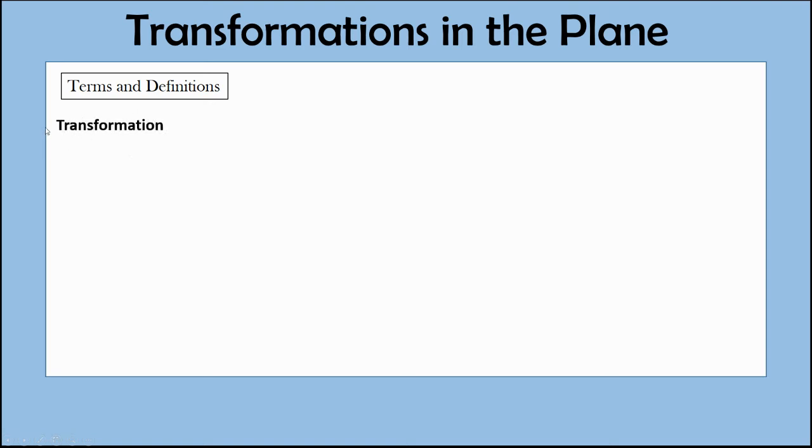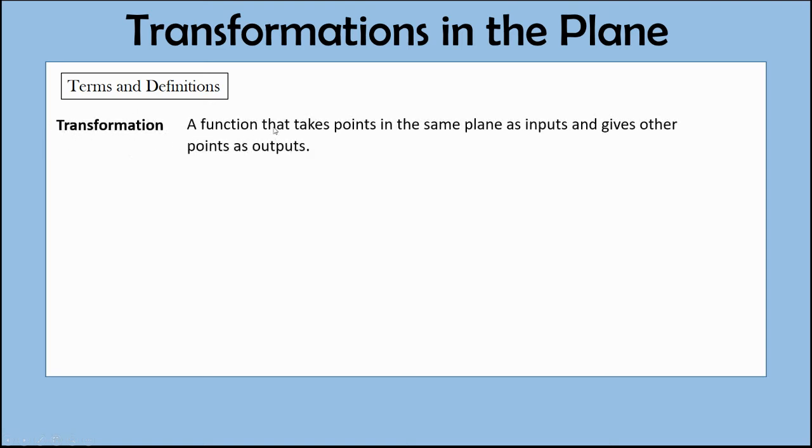Okay, a transformation is defined as a function that takes points in the same plane as inputs and gives other points as outputs. So each of the three styles I talked about, the translation, reflection, and rotation, has a different way of taking these points and moving them to other positions. They take the points as inputs, apply whichever of the three styles we're given, and that style will determine where the outputs go, and then eventually how we will redraw that shape.